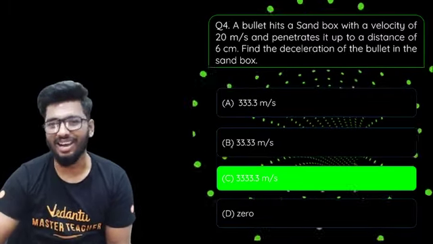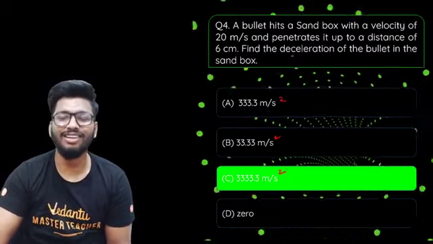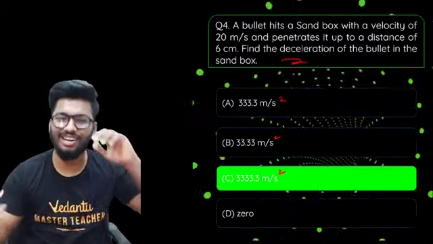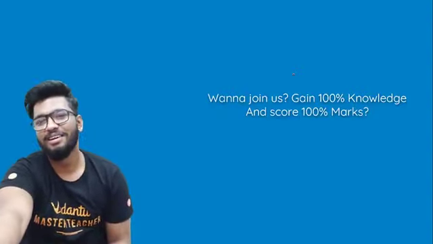No, it should be square, guys. It will be square, alright? Not meter per second, it will be meter per second square, because obviously you're finding the deceleration, right? It should be meter per second square. Unfortunately, they've not mentioned it, but that is the right answer. Only 3,333.3 meter per second square.